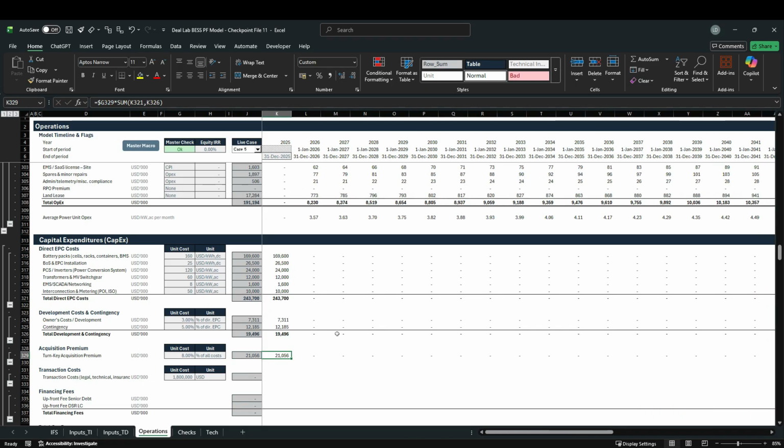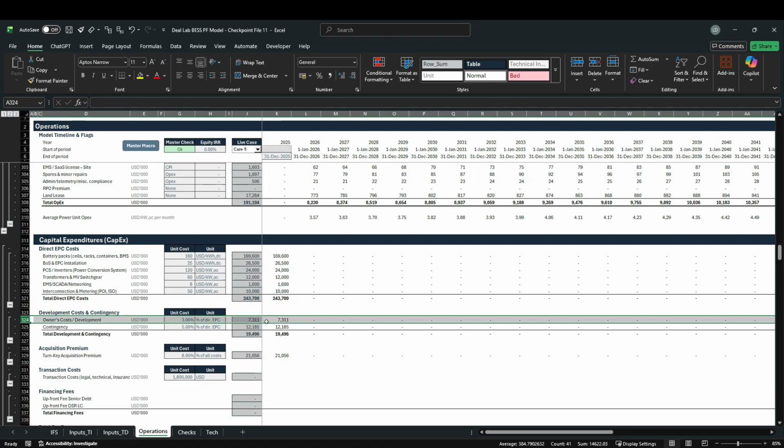And that would translate into an acquisition premium of roughly $21 million US, whilst the developer is expected to pay roughly $7.3 million to develop the asset. So at COD, it's expected to not only get reimbursed for these development costs, but also to make a profit threefold of the initial investment.